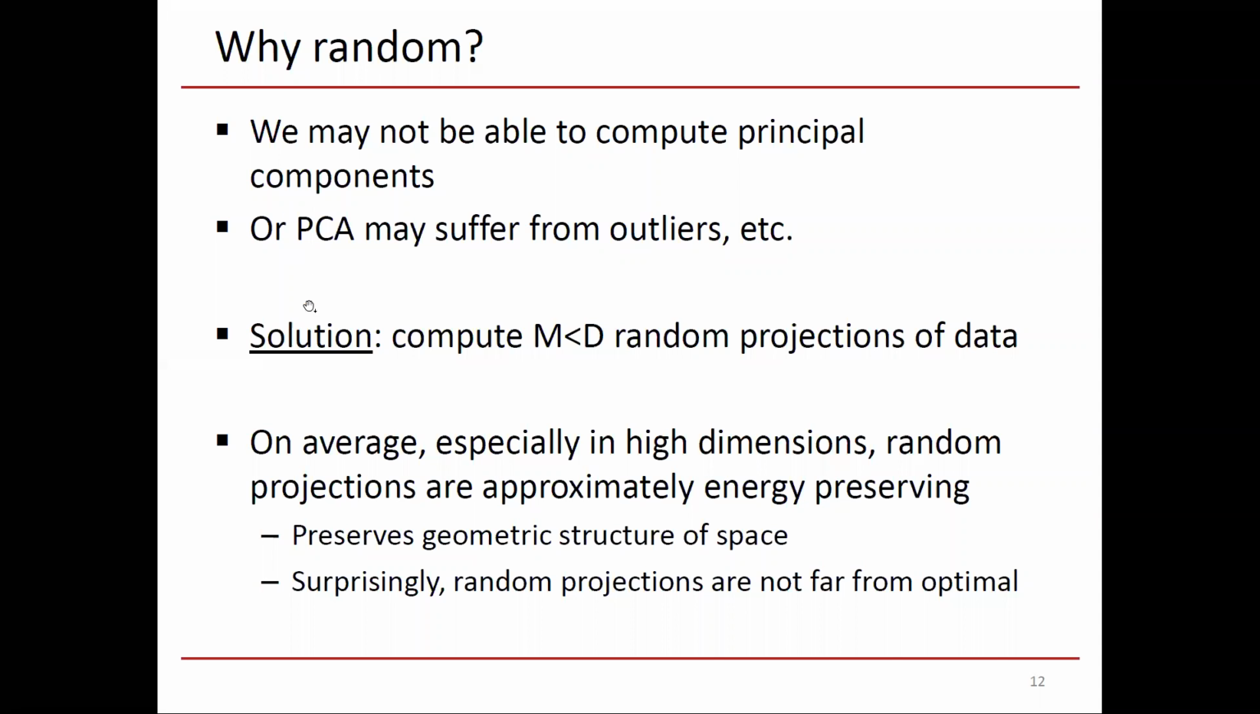So what we do, we compute m random projections of the data, where m is typically quite a bit smaller than the true underlying dimensionality d of the data. And on average, especially in high dimensions, random projections are approximately energy preserving, and they approximately preserve the geometric structure of the space. And surprisingly, they're clearly not optimal in terms of energy compaction, but they're often not far from optimal. So when we cannot do PCA, what we do instead is perform random projections, and then we perform hypothesis testing on the random projections. So that'll be it for this module, and that's the last module of the semester.